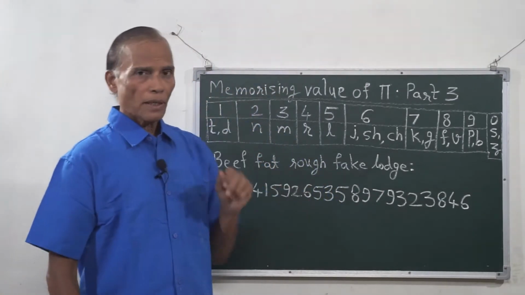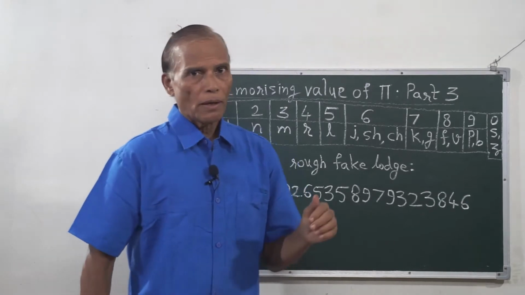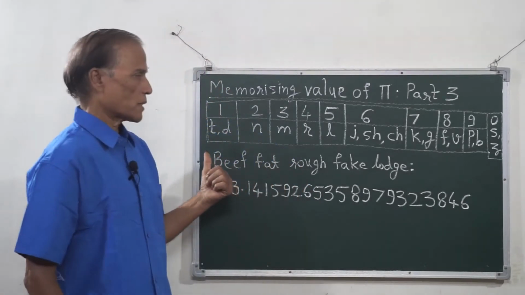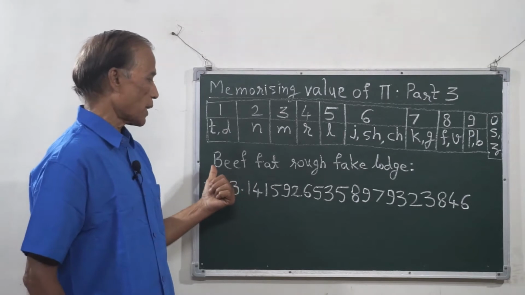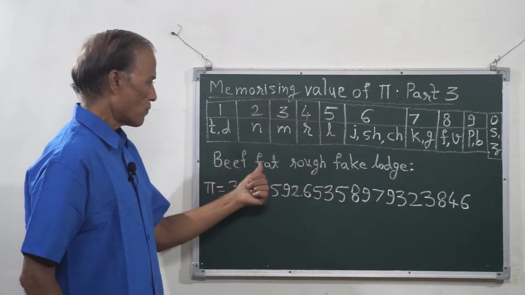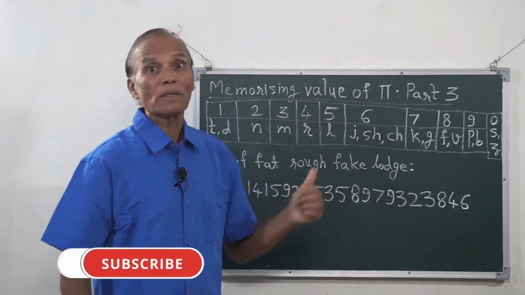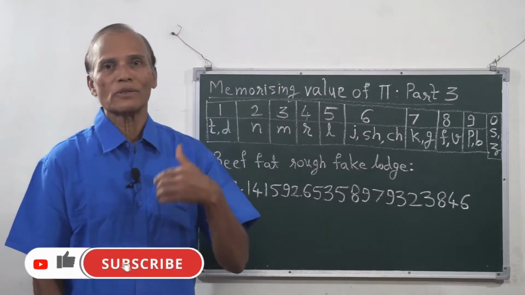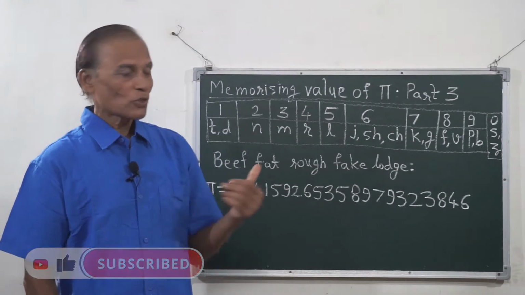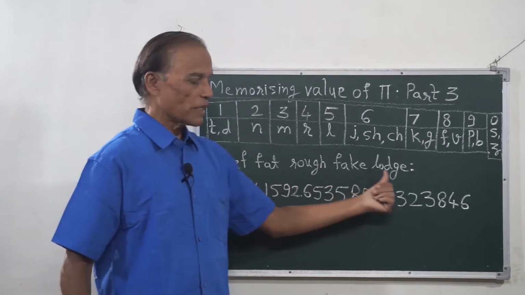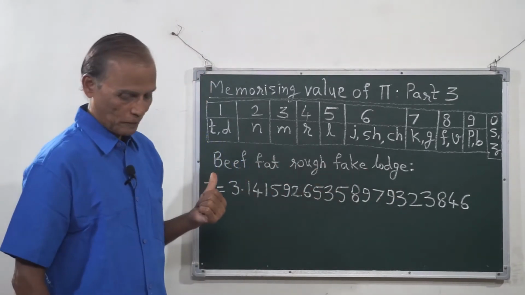One example I had given you there was this. This was the text given to you in the last lecture: Beef, fat, rough, fake, lodge. Friends, actually this is my mobile number converted into text. So how its conversion will take place, let us see now.